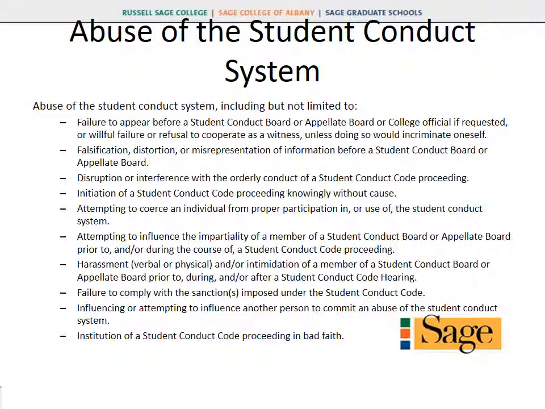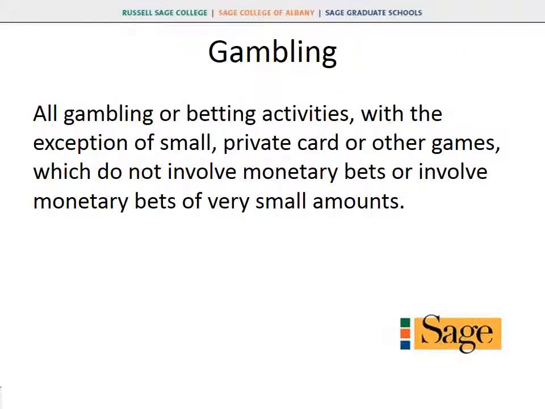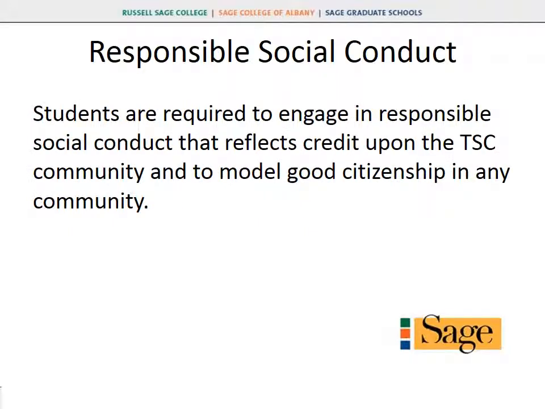Failure to comply with the sanctions imposed under the student conduct code. Influencing or attempting to influence another person to commit an abuse of the student conduct system, and institution of a student conduct code proceeding in bad faith. Gambling. All gambling or betting activities, with the exception of small, private card or other games which do not involve monetary bets or involve monetary bets of very small amounts.